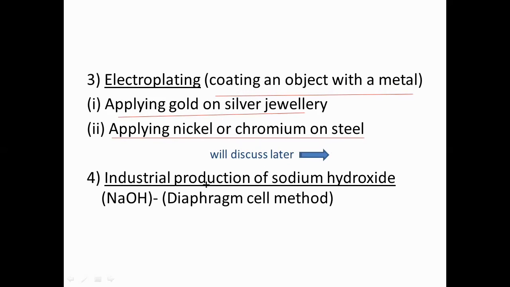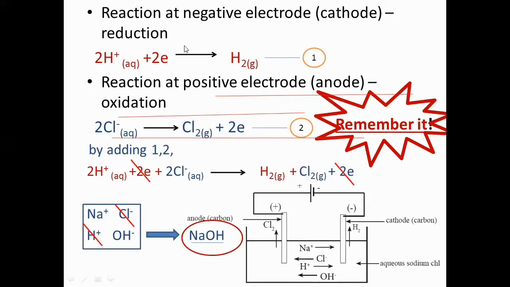And the fourth one is the industrial production of sodium hydroxide. We already covered these things. You can remember this slide. Here, the hydrogen ions become hydrogen gas as well as the chloride ions become chlorine gas. The rest of the solution has the sodium ions and the hydroxide ions. These ions combine to produce sodium hydroxide.